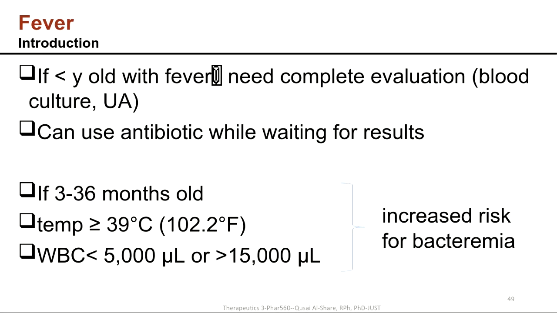Now, we have 3 conditions. Sometimes fever is accompanied by bacteremia. This is the risk that we are normally worried about, especially if the child is 3 to 36 months old, if the temperature is 39 or more, and the white blood cells are either too low or too high, outside the range of 5 to 15,000 per microliter. So you need to be very careful and think about the risk of bacteremia.